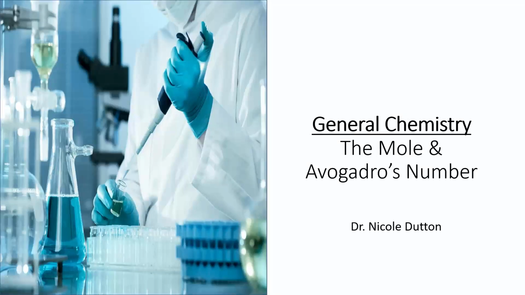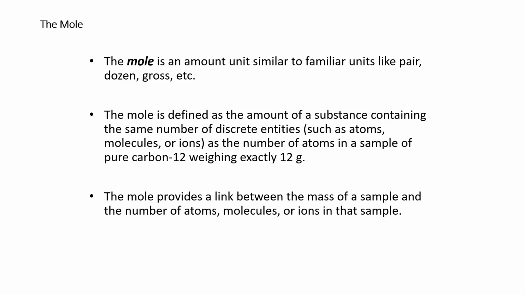The mole and Avogadro's number. The mole is an amount unit similar to familiar units like pair, dozen, gross, etc. So we know that a pair is talking about 2, a dozen is talking about 12. So if I say a dozen eggs, we know we're talking about 12 eggs. If I say a dozen chickens, we're talking about 12 chickens.